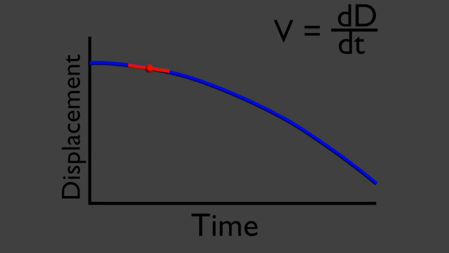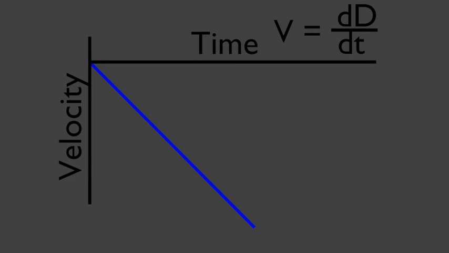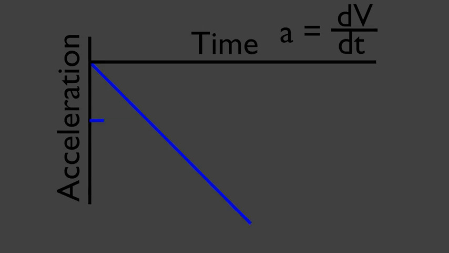So the derivative of the displacement versus time graph would give us the velocity versus time graph, which would look something like this. Now, to find how the object is accelerating, we can just take the derivative of the velocity versus time curve, and that'll give us our acceleration versus time curve, which would look like this.